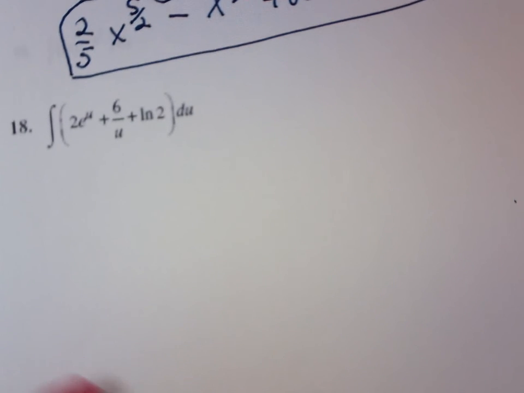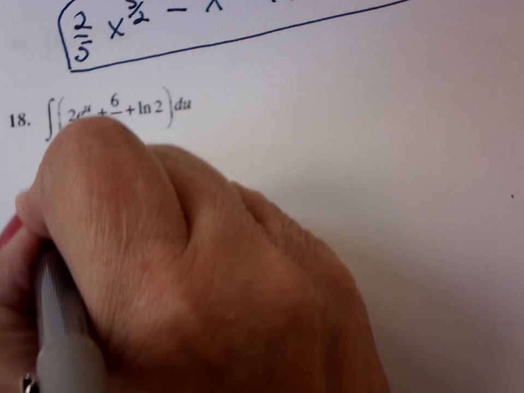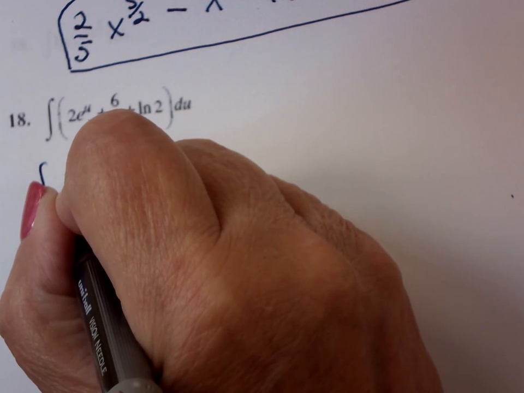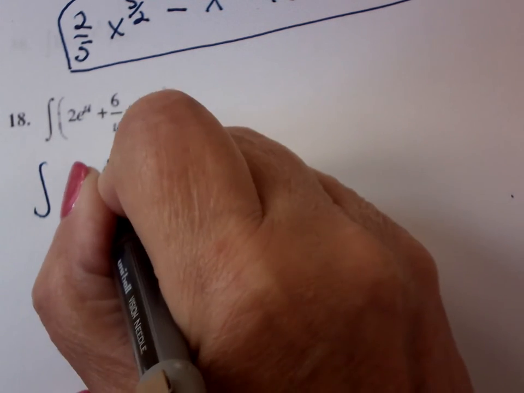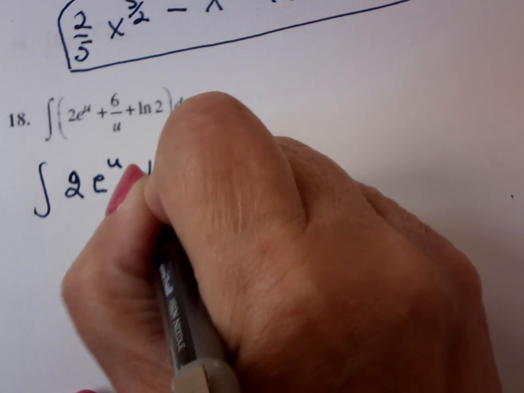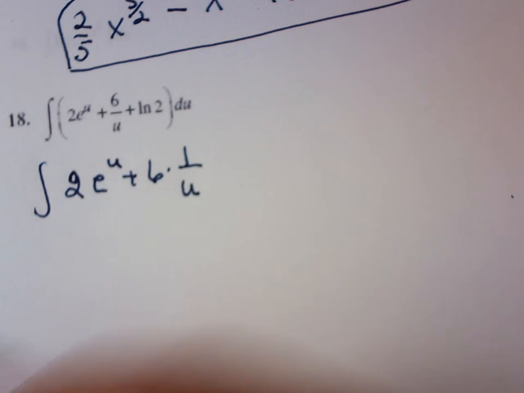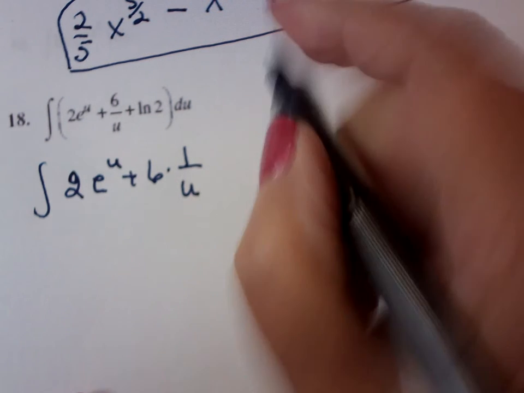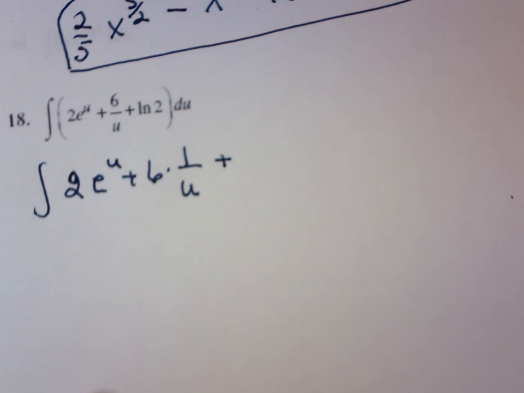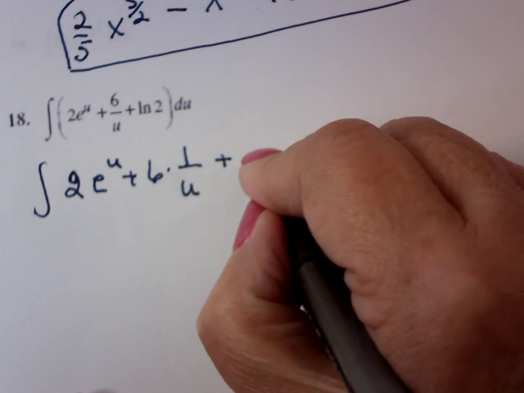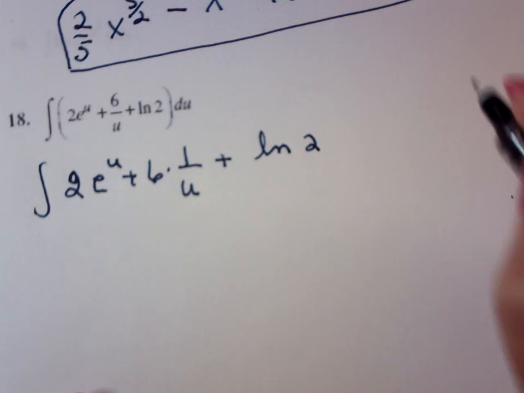Okay, so here we go. I need to rewrite this. This is 2e to the u plus 6 times 1 over u, because it's u to the 1 power, plus, what's the natural log of 2? Some number. It's a constant. Natural log of 2 is a constant. It's not x.